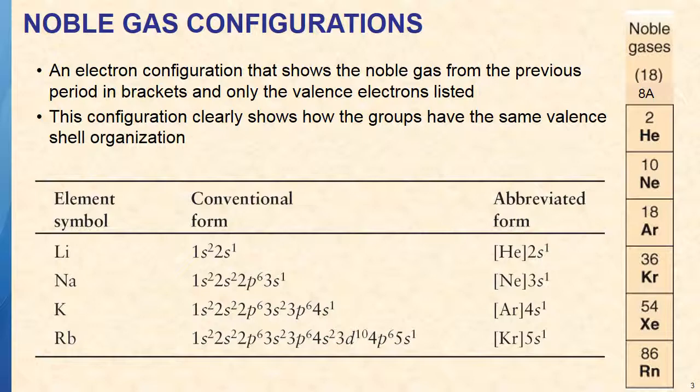Remember that if we do the noble gas or abbreviated form of our electron configuration, we can see that elements in the same column all end with the same valence shell organization. You can see here all the group 1A elements end with s1, either lithium with 2s1, or sodium with 3s1, or potassium with 4s1. In other words, they only have 1 electron in their highest energy shell.